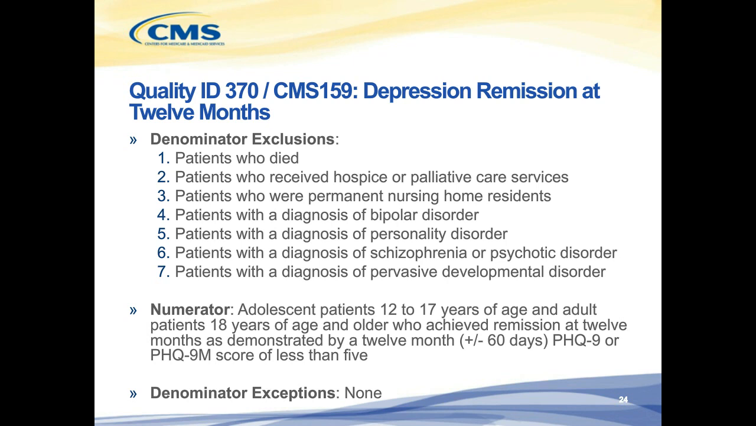And the numerator looks at this patient population, age 12 to 17 years of age, and adult patients 18 years of age and older, who achieved remission at 12 months as demonstrated by a 12-month plus or minus 60 days PHQ-9 or PHQ-9M score of less than 5. There are no denominator exceptions for this measure.